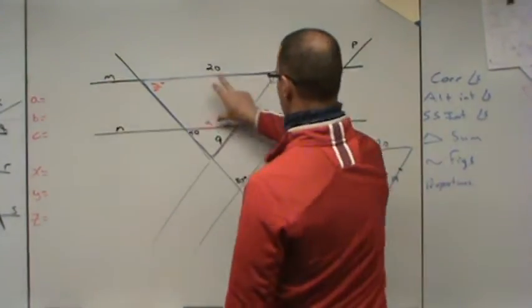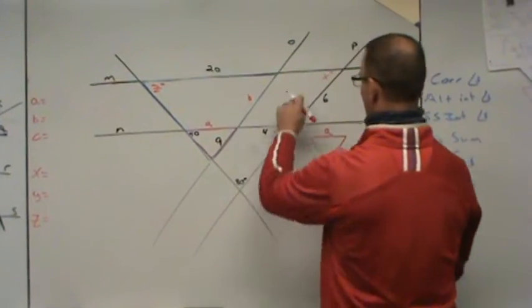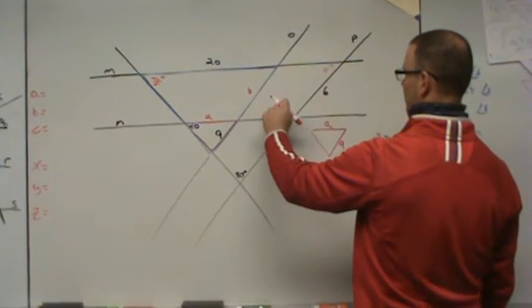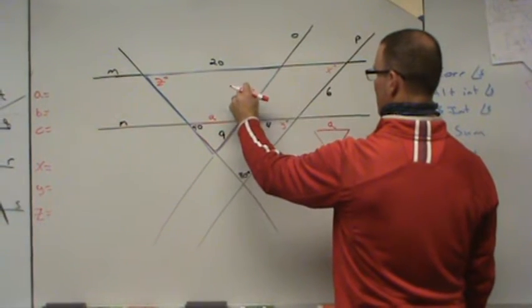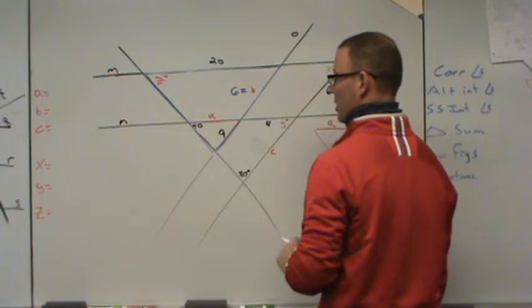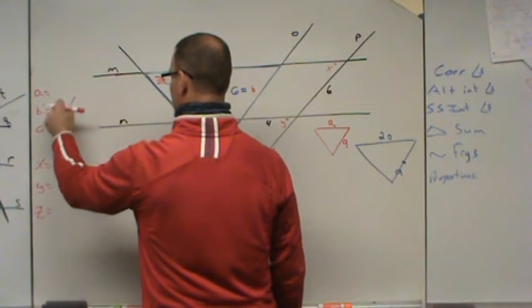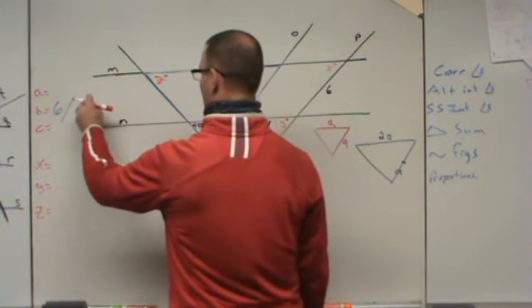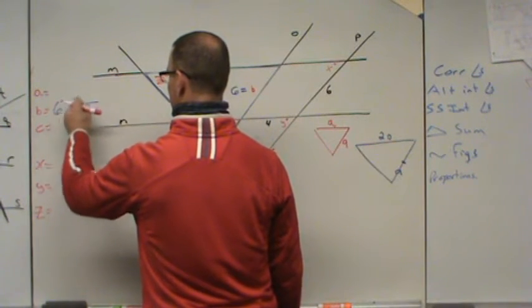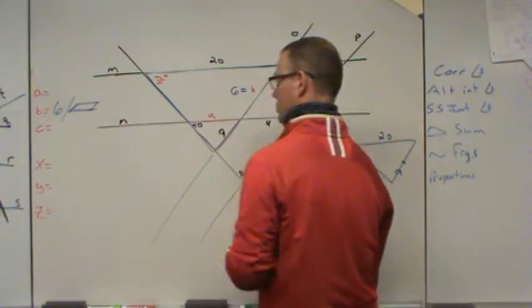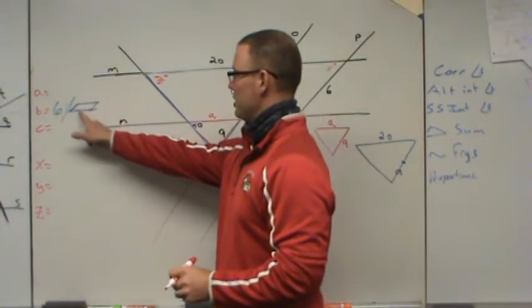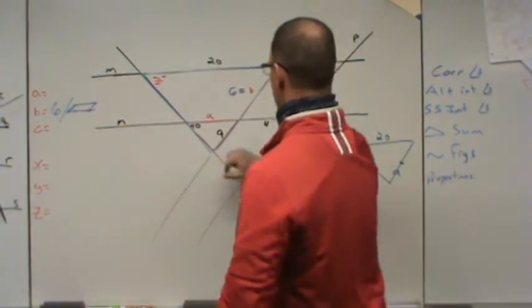Well, M and N are parallel, O and P are parallel. Hello, parallelogram. That means B is equivalent to 6. So over here, B is 6. I found it arbitrarily, just not really thinking, but why? And I found it because it's part of a parallelogram. Right? So here's my justification. This is 6 because of parallelogram.